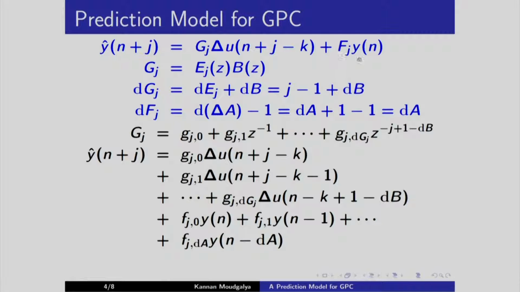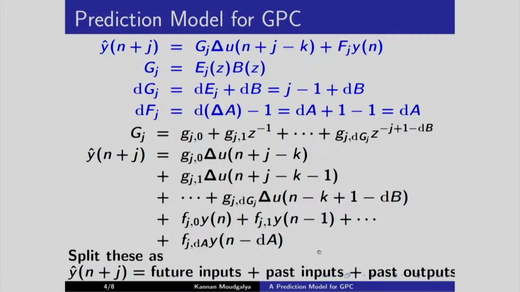Similarly, we write the expression for Fj into y of n. So Fj0 into y of n, and then Z inverse comes, so minus 1 all the way up to degree of A. So you get this also. What we will do is we will stack them up and split them as future inputs, past inputs and past outputs. Some of these could be past, some of these could be future.